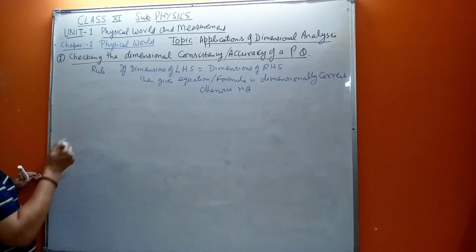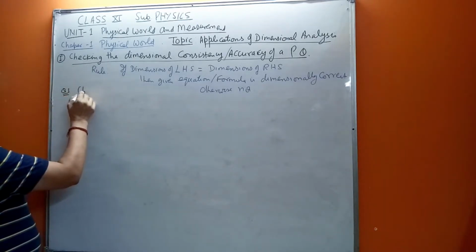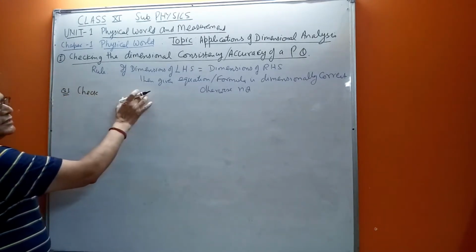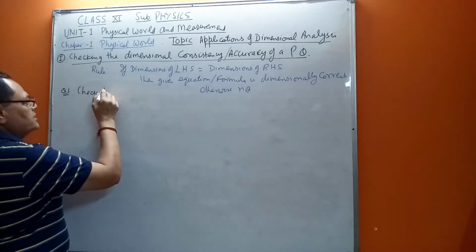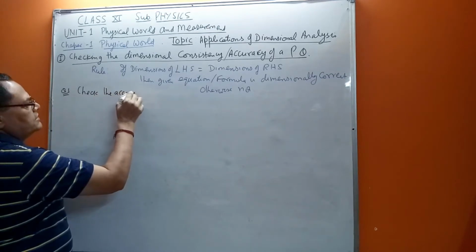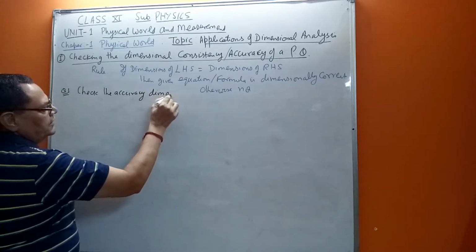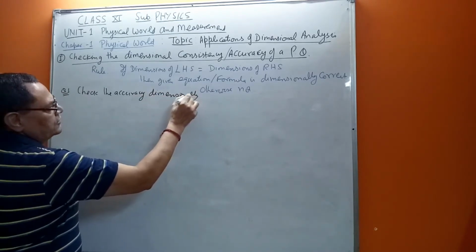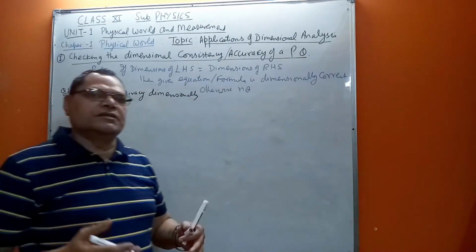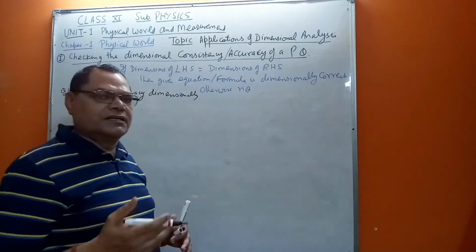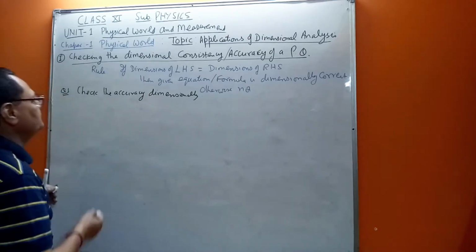So the first question we can take: check the accuracy dimensionally of the following equations. So the first one is, suppose we talk about the equations of motion, which you have studied in class 9th as well, though we will be studying in class 11th as well in coming chapters.